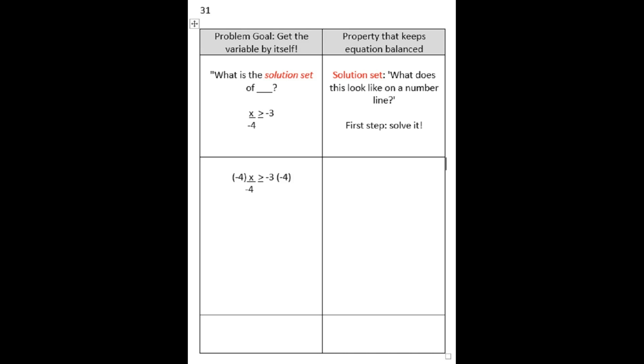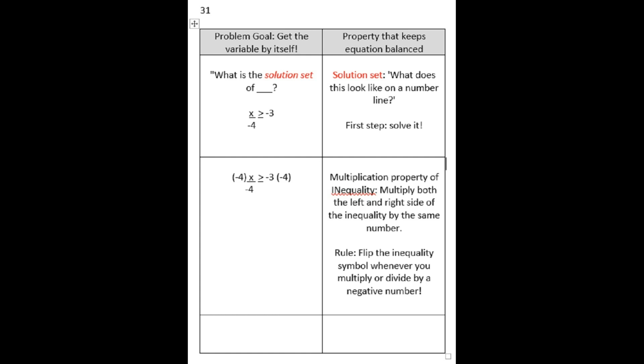So we have -4 times x divided by negative 4 is greater than negative 3 times negative 4. Now, if you are multiplying or dividing by a negative number, you have to flip the sign. And again, that accounts for that negative 1. So it becomes x is less than or equal to 12. And the answer is B.